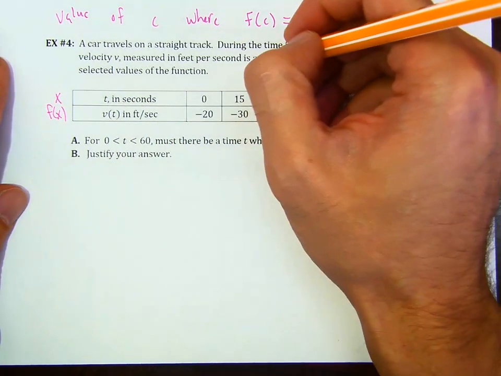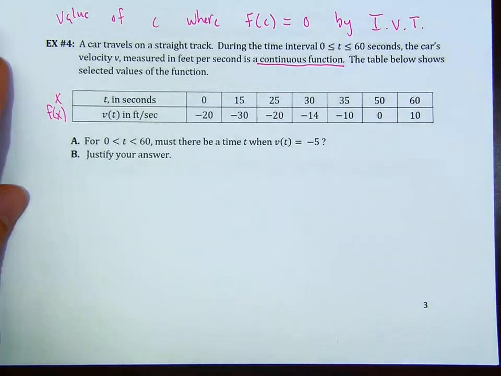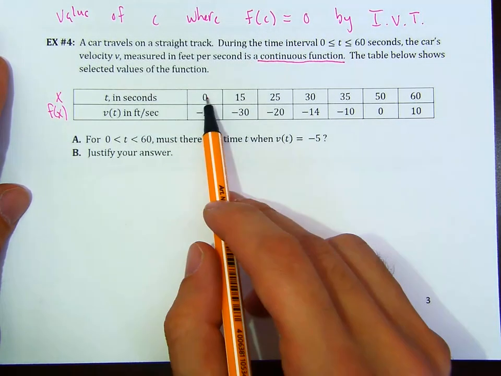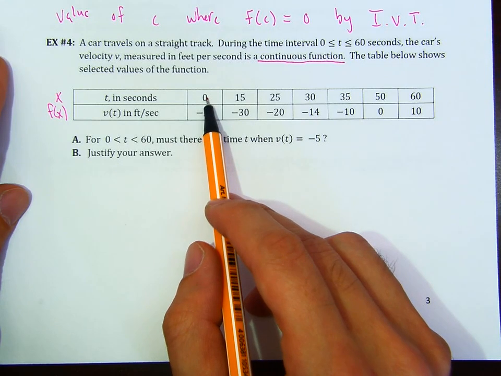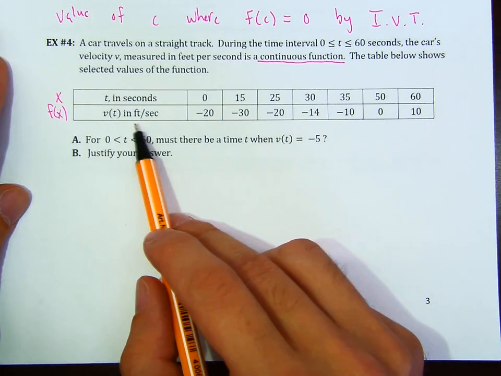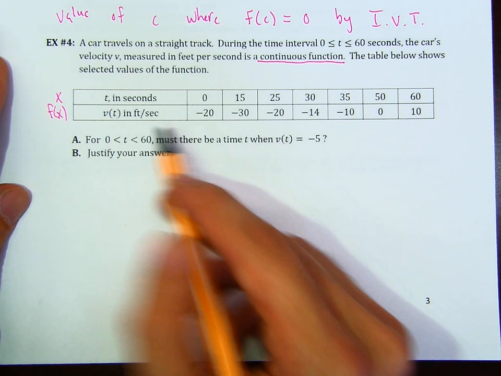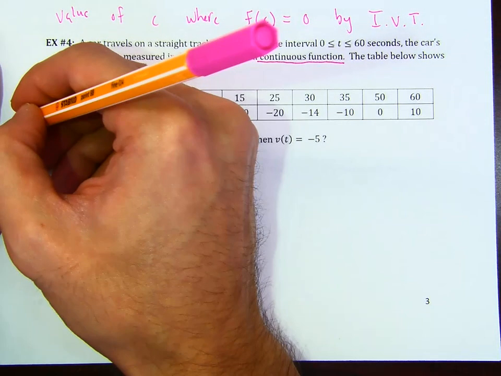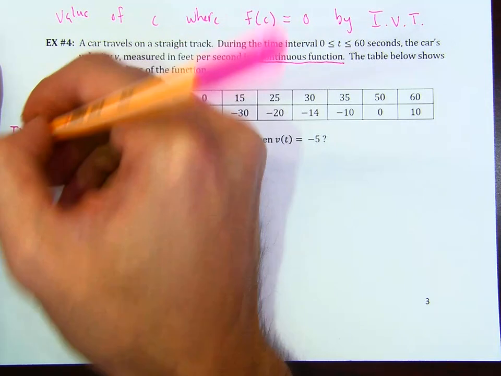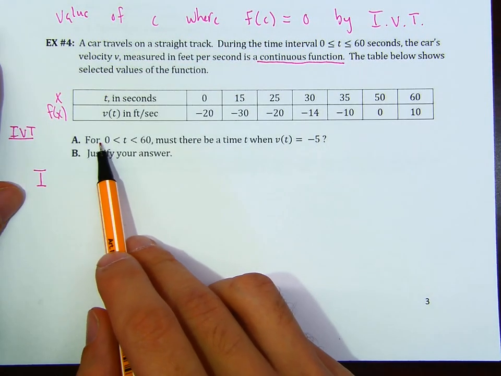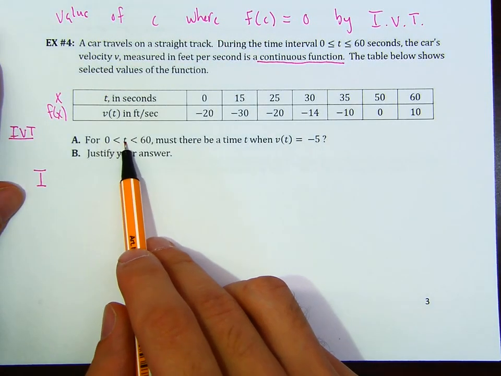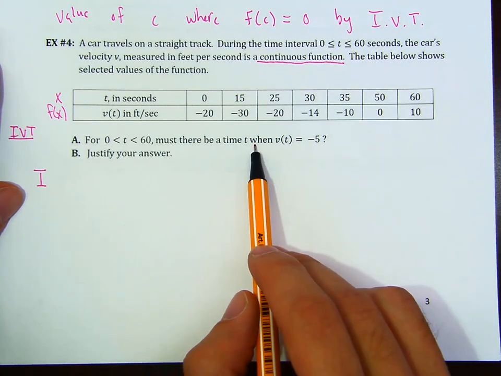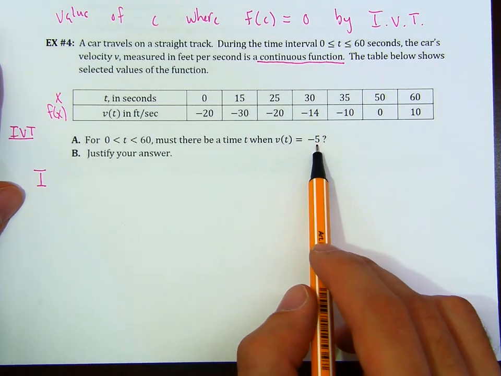And notice over here, keyword, it's a continuous function. So here are the values. So at 0 seconds, the car's velocity was negative 20 feet per second. Okay, so here, let's see if we could use IVT. Let's check IVT. Because what the question is saying is, within the time of 0 to 60, is there a value of t where v of t has to be negative 5?